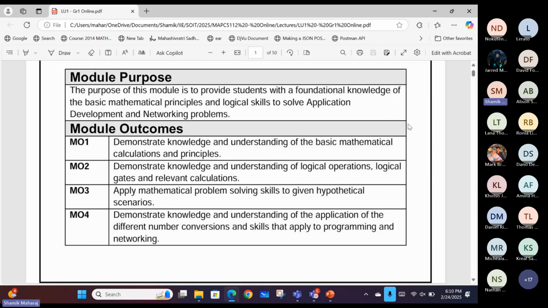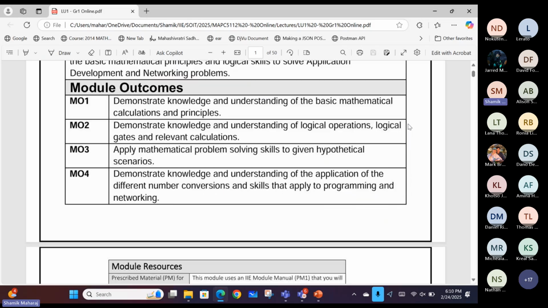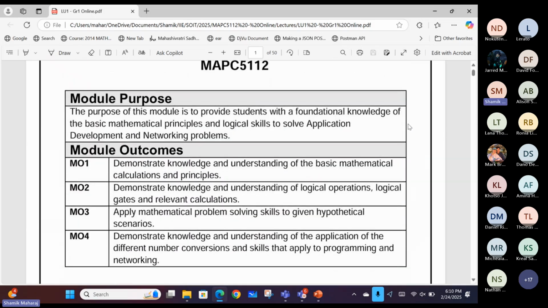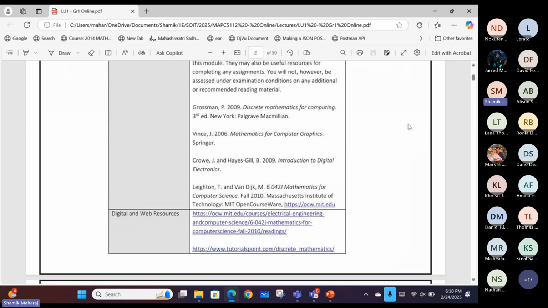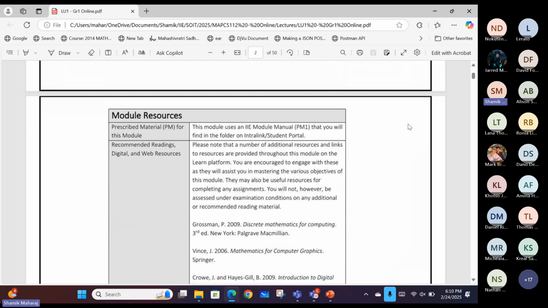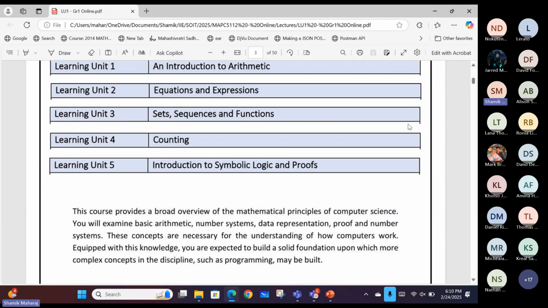So the module purpose, all of the stuff you guys can read. We have 1 hour a week, so we don't have too much time to look at all of this. Basically, it's saying they're going to teach you how to think like computers and give you the mathematical foundations to do that. And prescribed textbooks, things like that, you can find in your own time.